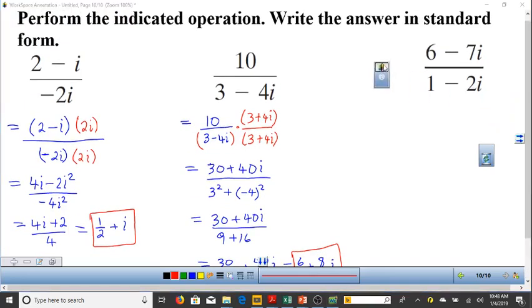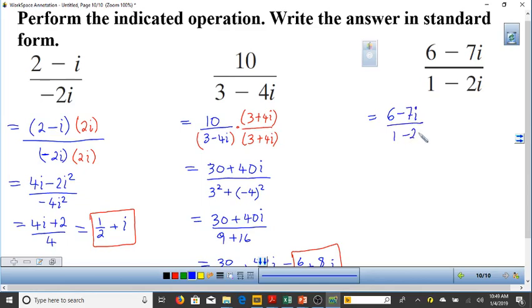Again, before I do this example, the last one, I recommend that you pause the video and try the question on your own and then check to see if you get the same result as I did and if the process you followed was correct. So we're going to multiply the denominator and the numerator by the conjugate of the denominator, which in this case is 1 plus 2i.